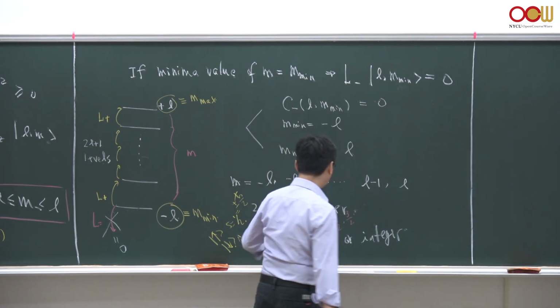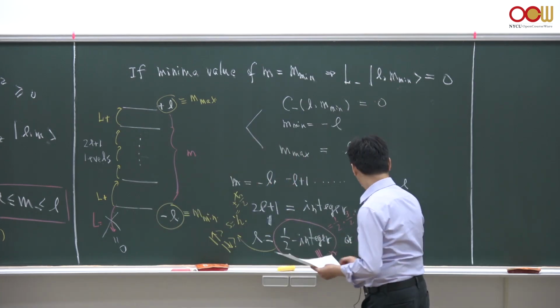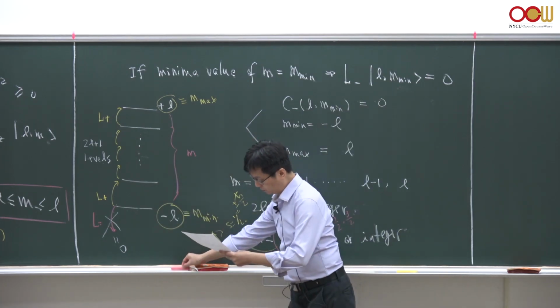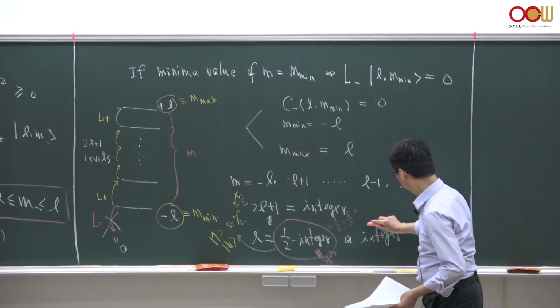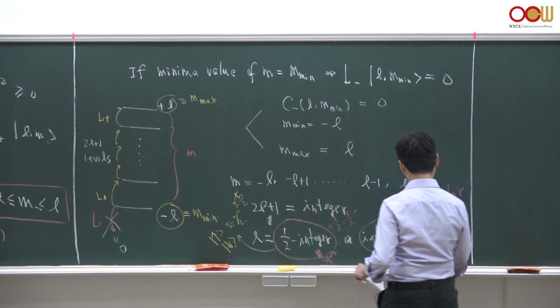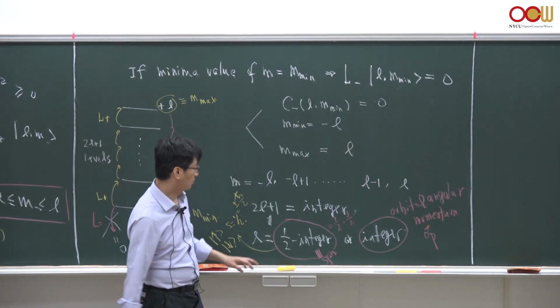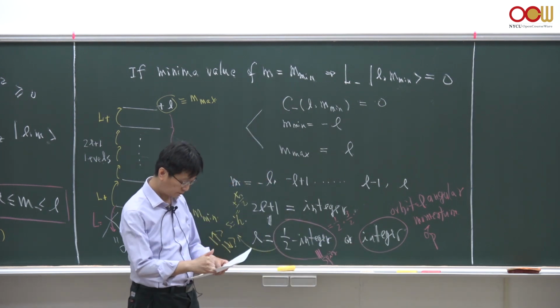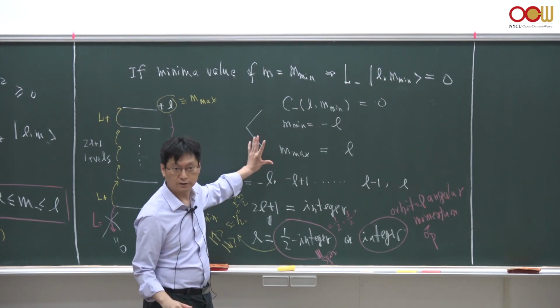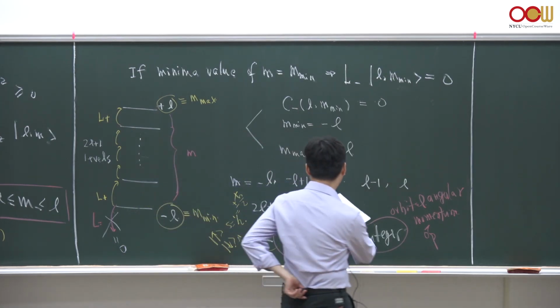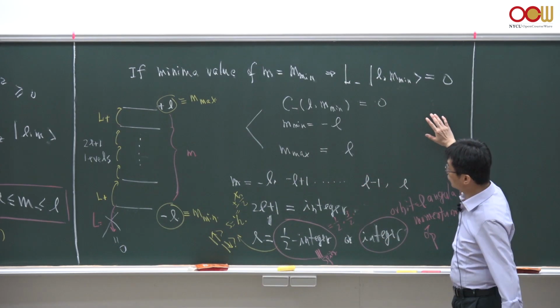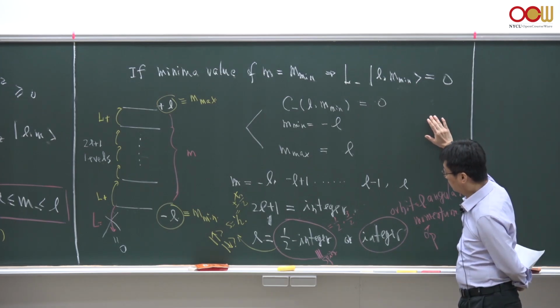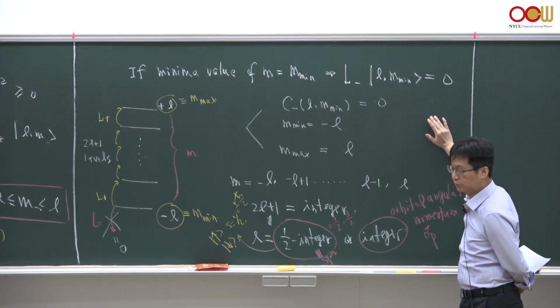But for L equals integer, we know very well that this corresponds to the orbital angular momentum. For the orbital angular momentum operator, the eigenvalues are integers. So we will come back to this when we talk about the spin. But remember that from this general derivation, we know that L could be either half integer or integer.